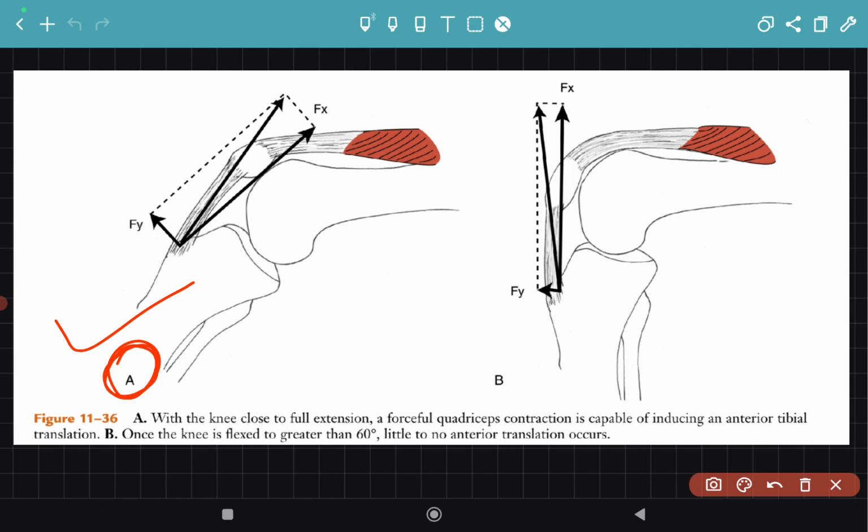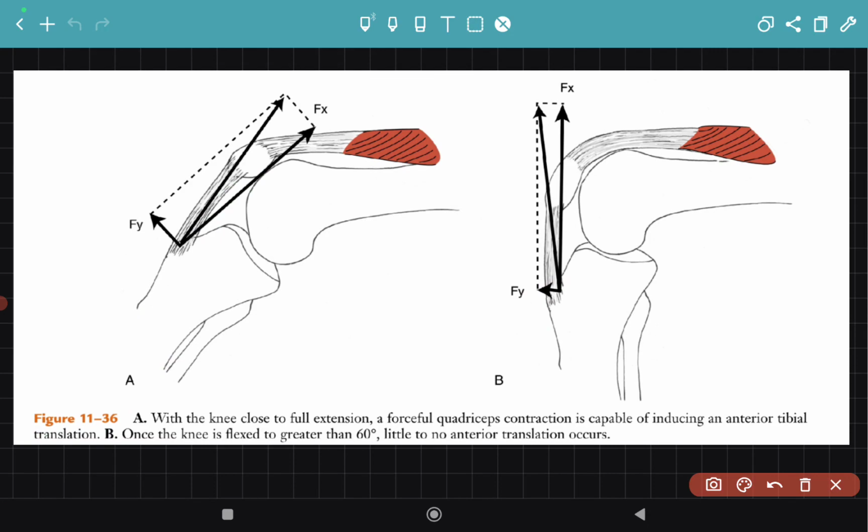As the knee joint is flexed to more than 60 degrees, or at least 60 degrees of knee flexion, at that time there is little or no anterior translation of the tibia. But when it is approaching the end range of extension, there is a risk of excessive anterior translation of the tibia. So now, who will come into the picture to prevent this?